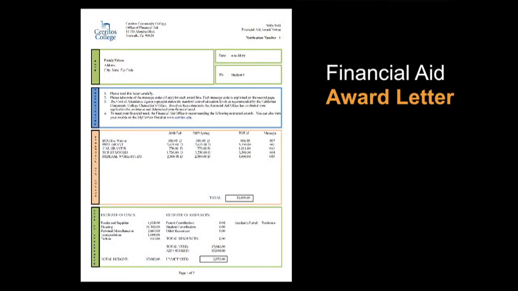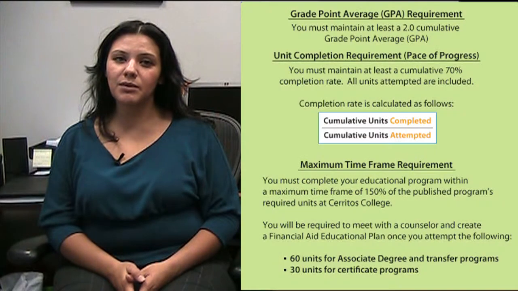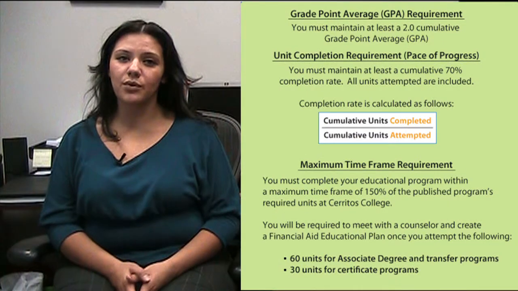For the third step, you will receive a financial aid award letter detailing what financial aid you may qualify for. Please read the financial aid award letter and let us know if you have any questions. You may also review your awards online on My Cerritos. It is important to note that you must meet our satisfactory academic progress standards in order to receive these awards.